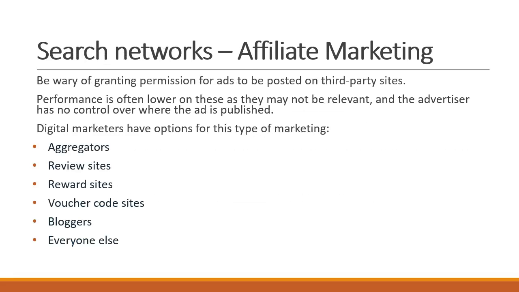Search networks or affiliate marketing. So one of the things that we can do as part of setting up an ad campaign in Google Ads is we can grant permission for them to be posted on third-party sites. So we can grant permission for Google to display them in different places, like on voucher sites and reward sites and review sites and various blogs. Okay. Performance is often lower on these because they might not be relevant. We might end up paying for a lot of click throughs that don't actually bring us customers.